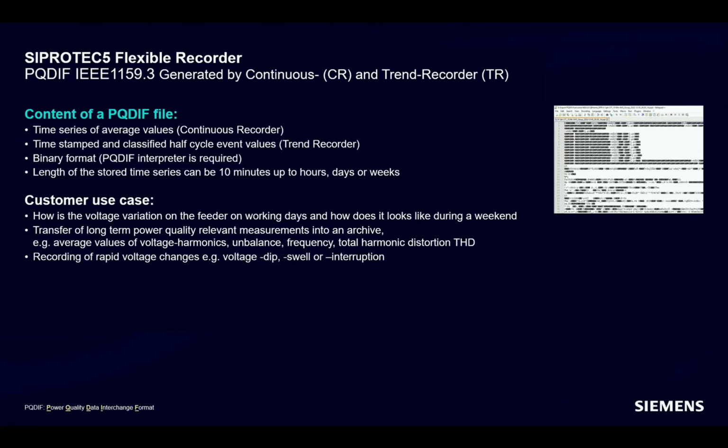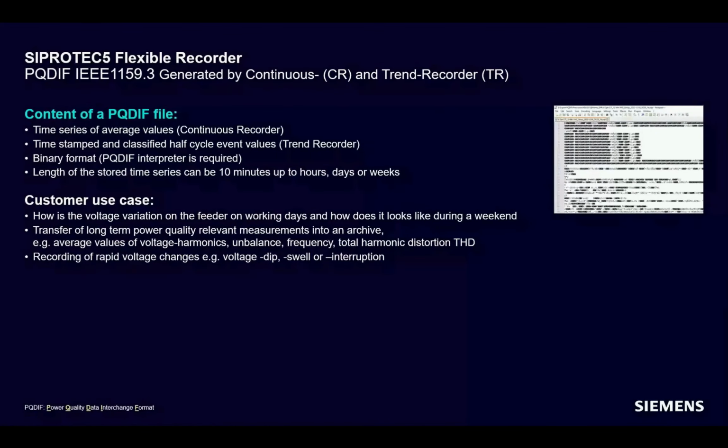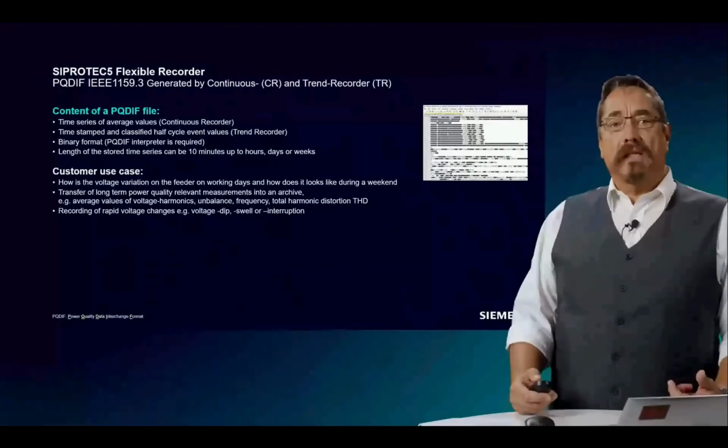Such a customer scenario could be to analyze a dedicated characteristic over a time range. In our example, how does a voltage timeline look compared between working days and weekend? Or another one, how is the active power consumption during the winter season compared to the summer season, with much more air conditioning load? Here, a timeline of 6 months needs to be visualized.